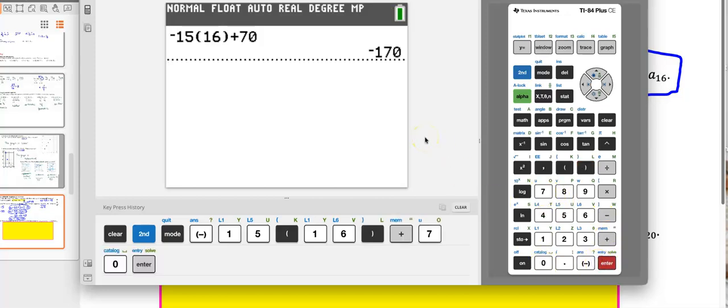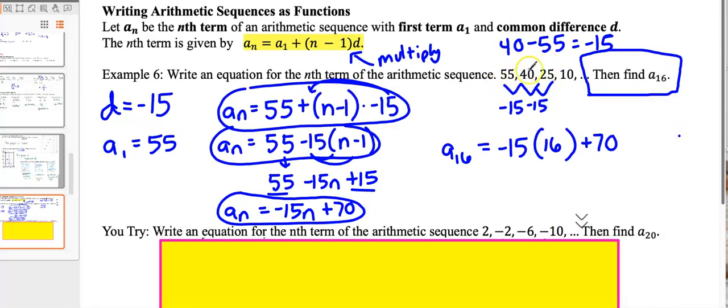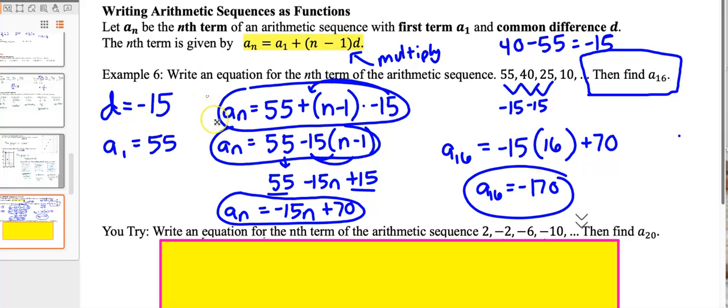So negative 170. So if I continued this pattern over and over and over again, the 16th term would be negative 170. Okay? So writing an equation for an arithmetic sequence really helps you predict a future number. You could figure out the 100th term without actually listing them all out, which is why this is beneficial.